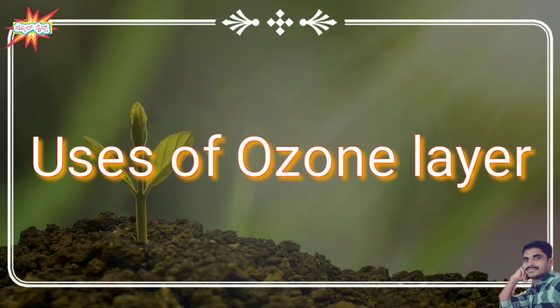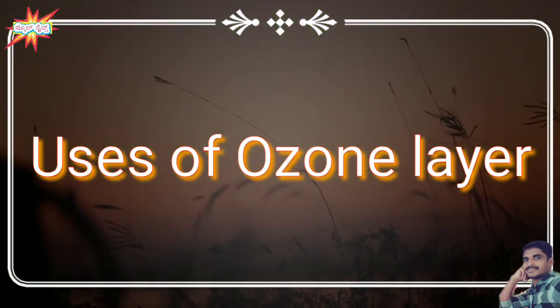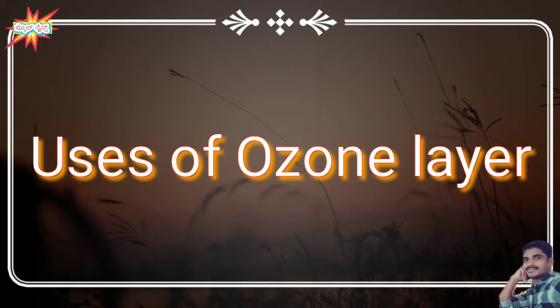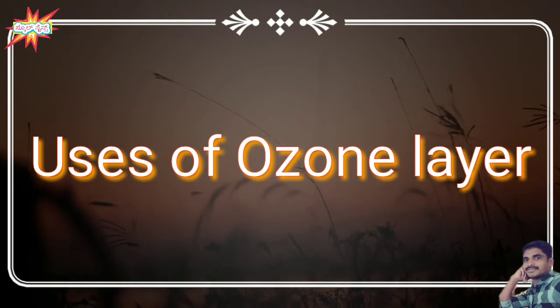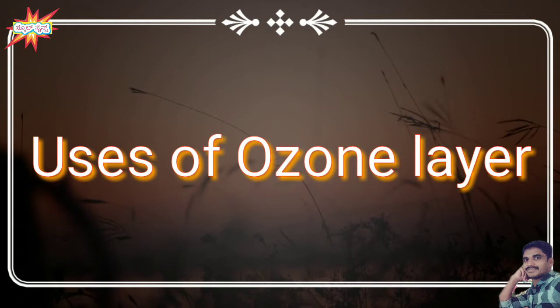Uses of the ozone layer. Number 1. Food factories in the manufacture of medicines. Number 2. To manufacture synthetic lubricants. Third one, in the manufacture of organic materials. Fourth, chlorine is used to kill germs in the air and water.